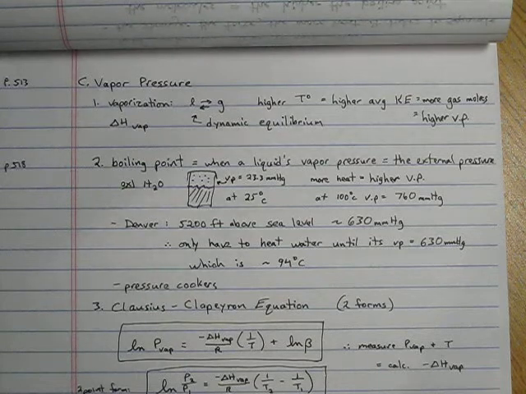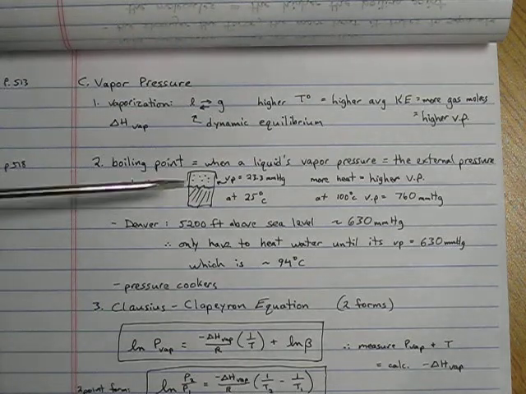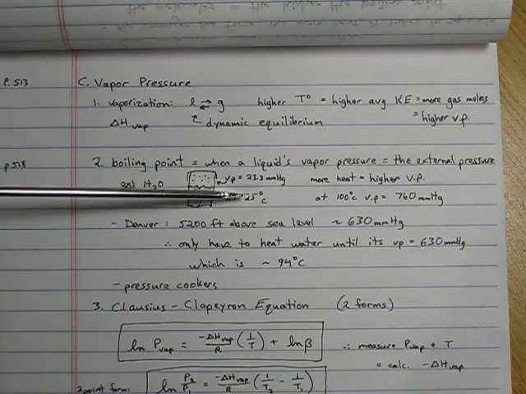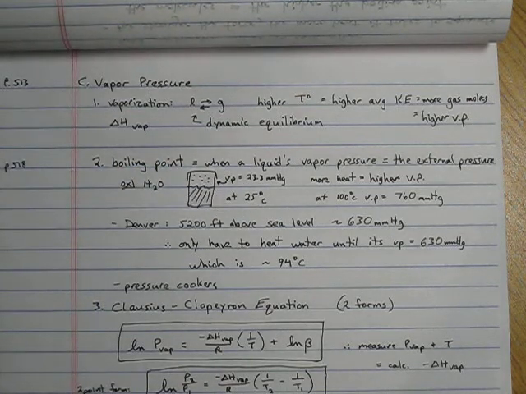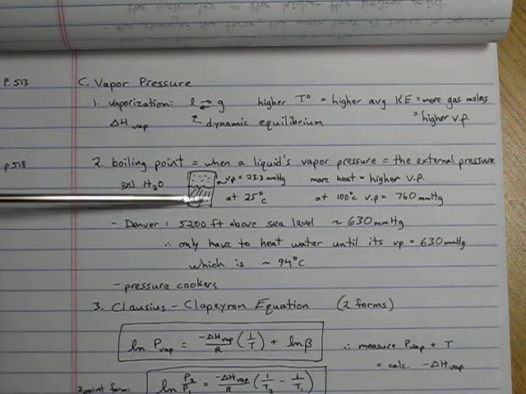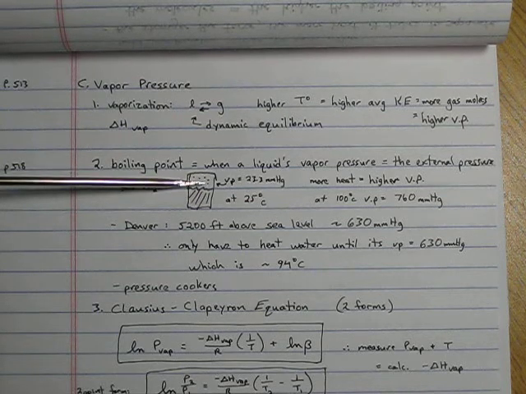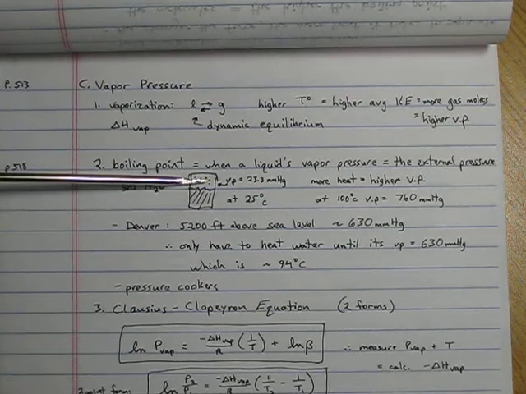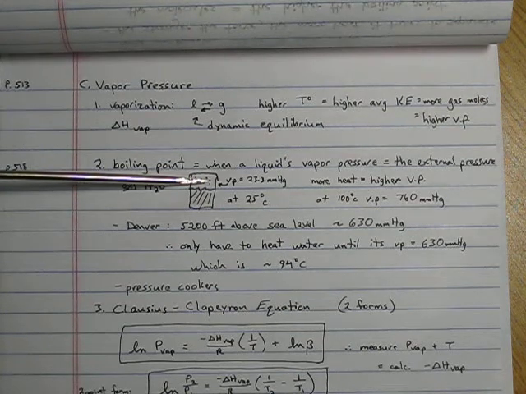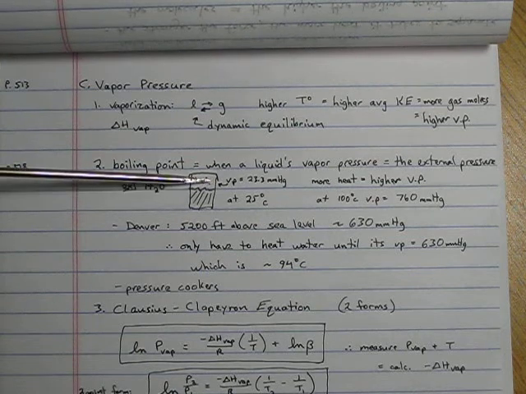But what's the outside pressure? This is the vapor pressure of water, 23.3 millimeters of mercury at room temperature. What is atmospheric pressure? We remember that 760 millimeters of mercury, which means in order to get this liquid to boil, if we add heat, we'd have to get the vapor pressure up to 760 millimeters of mercury.